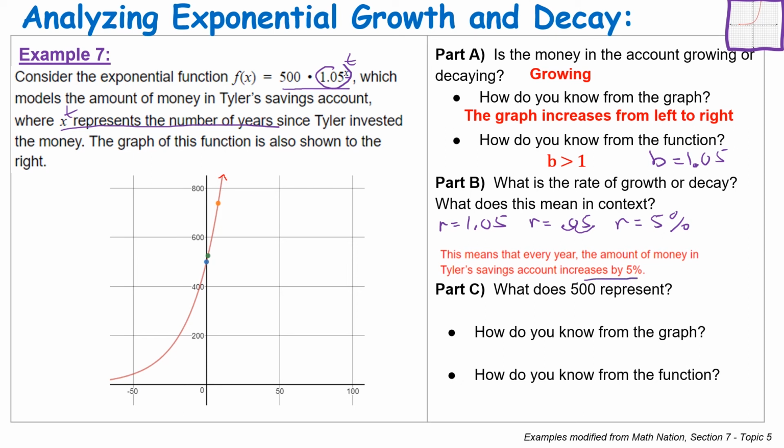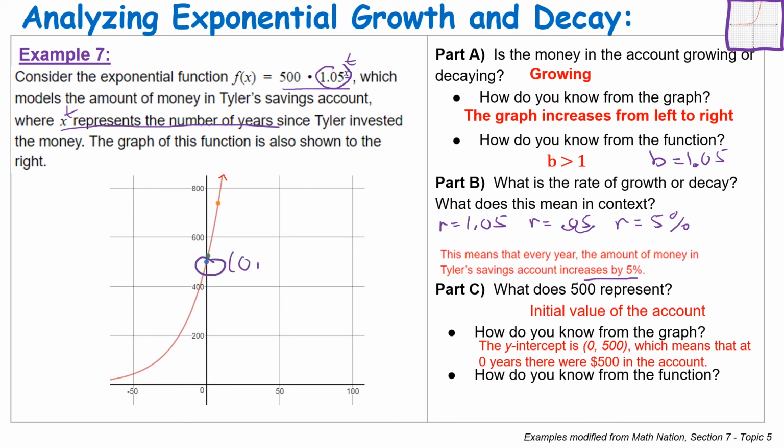Let's look at part C. What does the 500 represent? That is the initial amount. How do we know that from the graph? Because that is our y-intercept, which means that at 0 years there were $500 in the account. So looking at this graph here, that is our y-intercept. So that is our initial amount.